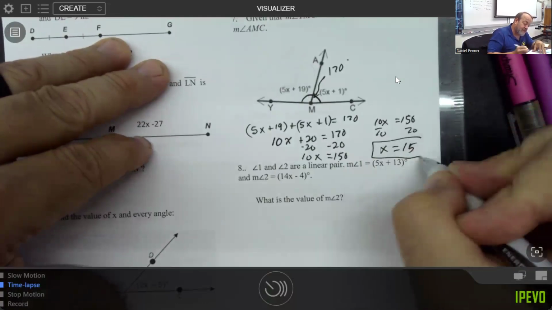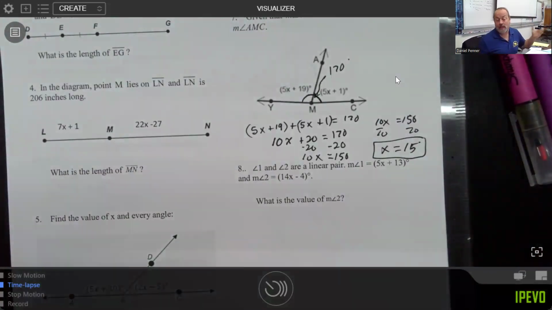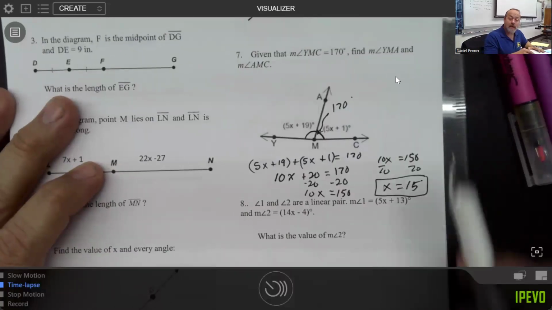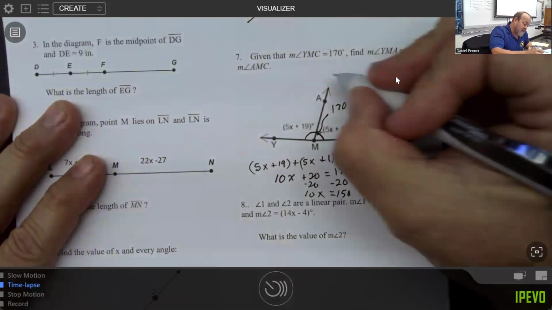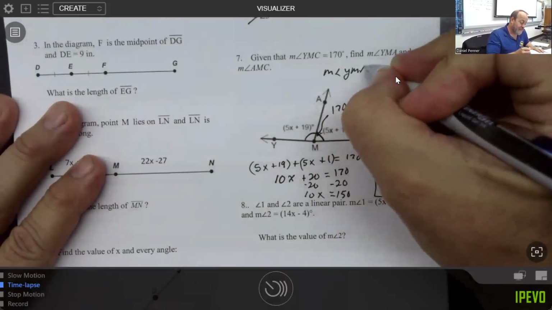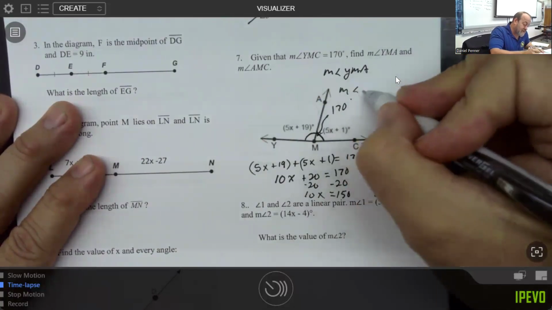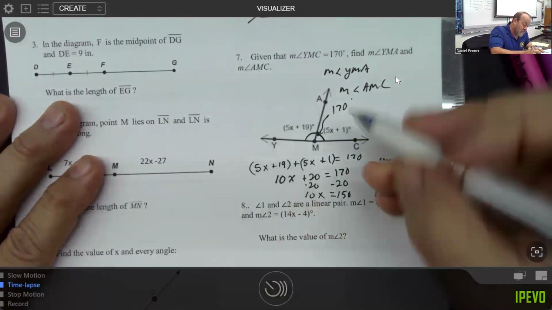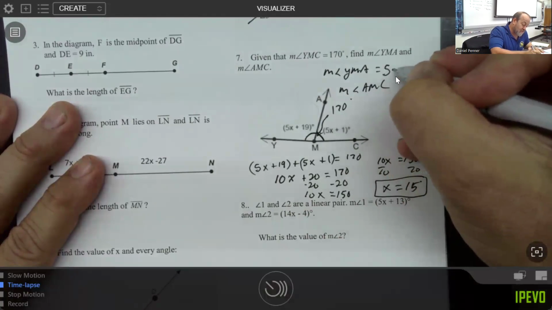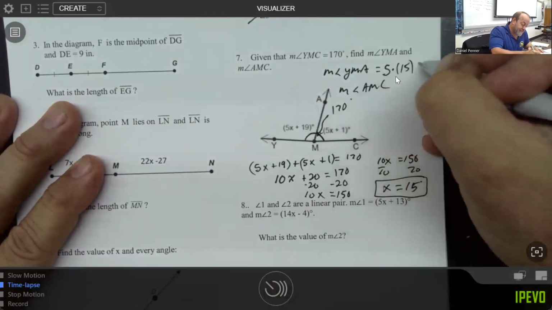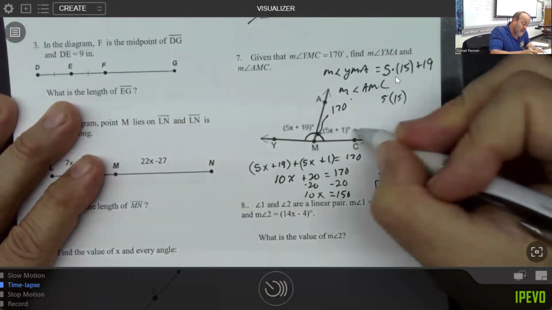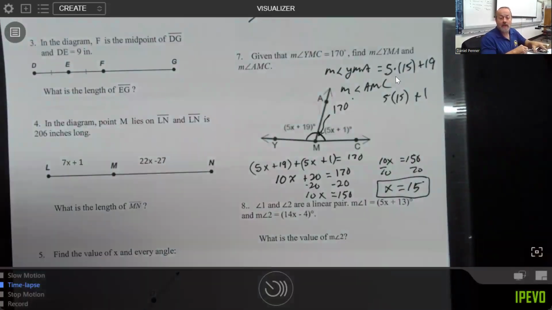Now, the interesting thing about these problems is sometimes we think we're done when in reality we're not. On the test, that may not be the answer. It may say x is 15, it may not. If you look back at the question, it says find YMA. What is the measure of angle YMA? And it says, what is the measure of angle AMC? YMA is this top angle right here. So YMA would be 5 x's, so 5 of those 15s plus 19. And AMC is 5 of those x's, so 5 of those 15s plus 1. So I actually wasn't done when I found what x was.